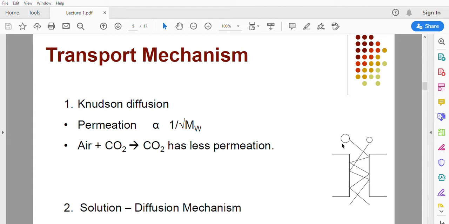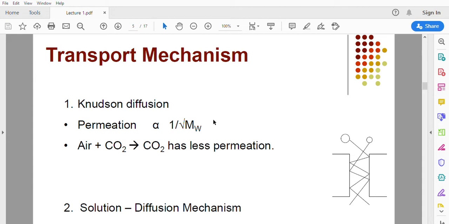Here the permeation is inversely proportional to the square root of the molecular weight, where MW is the molecular weight. So the permeation depends inversely on the molecular weight of the different species present in the feed mixture.